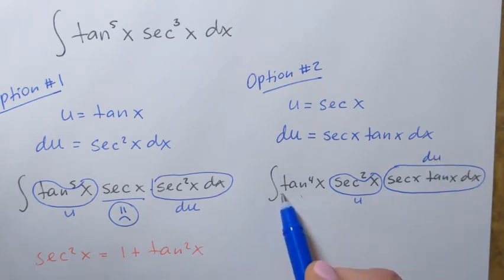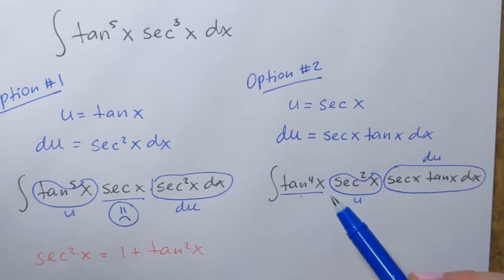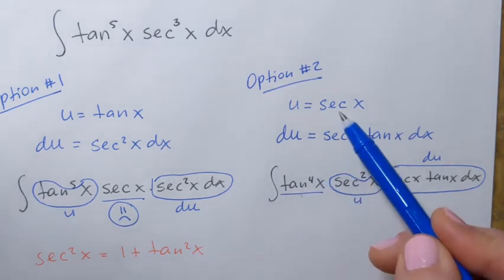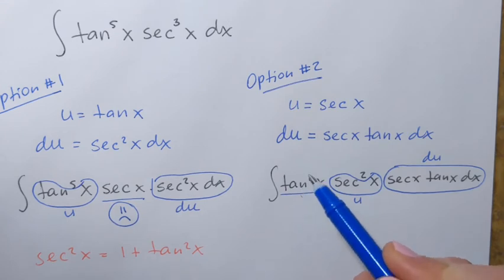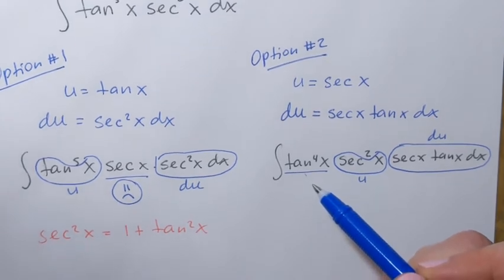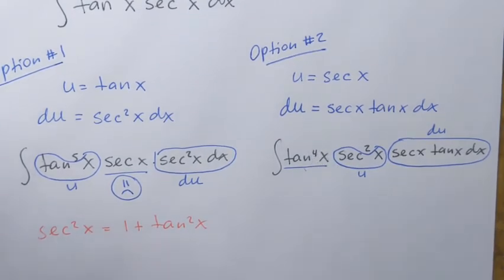Now, the remaining factor here is tangent to the fourth power of x. If I'm able to replace it with secant, then I'm good. That's how I can connect it to u. But can I replace tangent to the fourth power of x with an expression involving secant? Well, actually we can, right? That's the case where the power is even, and we should be able to use an identity.